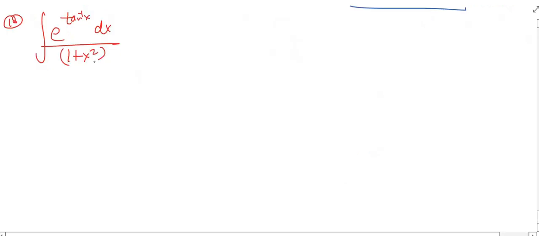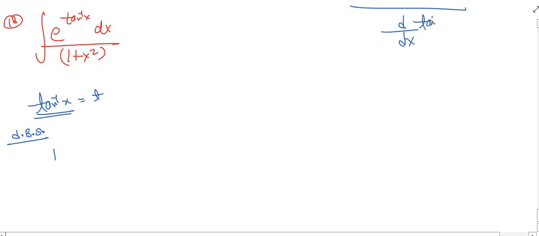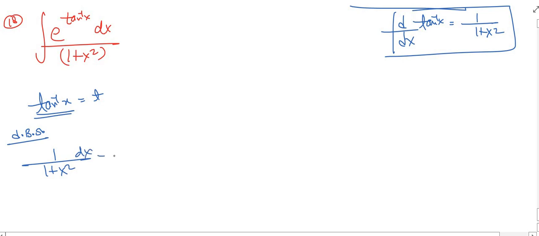सोचिए इसमें substitution के लिए what should I consider as t? So that should be tan inverse x. Why? Let me tell you why. Differentiate both sides. What is the derivative of tan inverse x? ये आपको पता होना चाहिए. What is the derivative of tan inverse x, guys? 1 by 1 plus x square. Write down: 1 by 1 plus x square dx is dt.